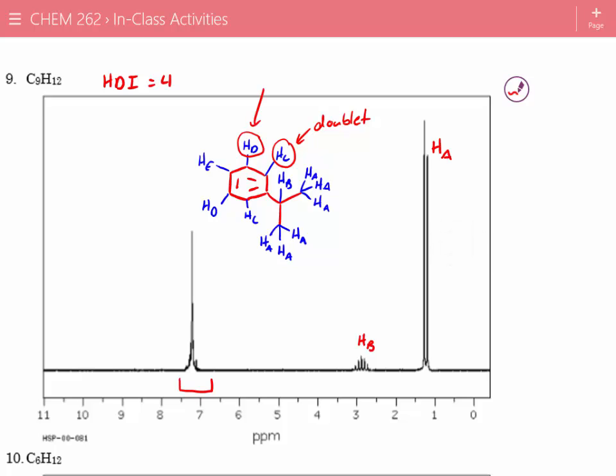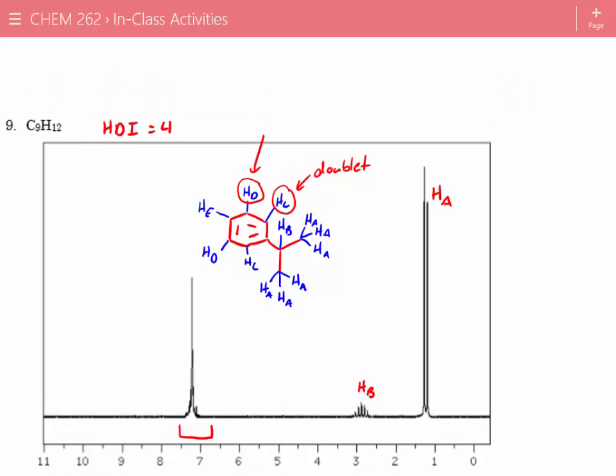HD gets a little trickier because it's being split by 2 different types of neighboring protons. It's being split by HC, which is a 3-bond neighbor, and it's being split by HE. So in this case, HD would be one of these weird examples of a doublet of doublets. Some people will say, well, it's got 3-bond neighbors, so it's triplet-like. I'd be fine with either of these.